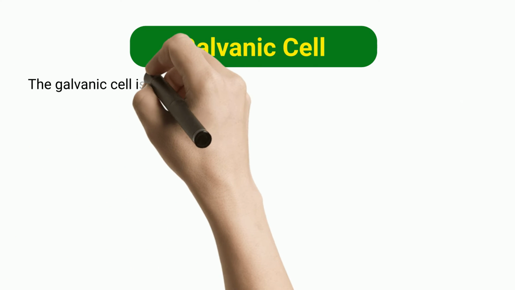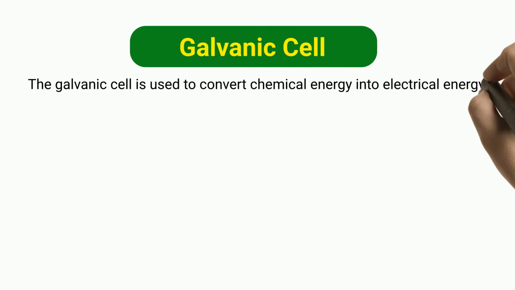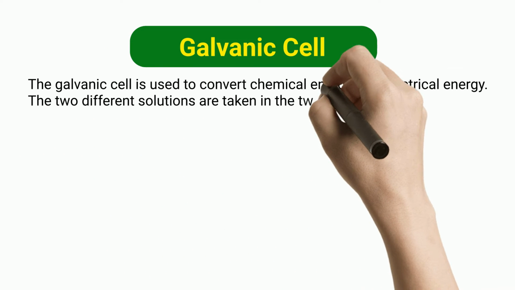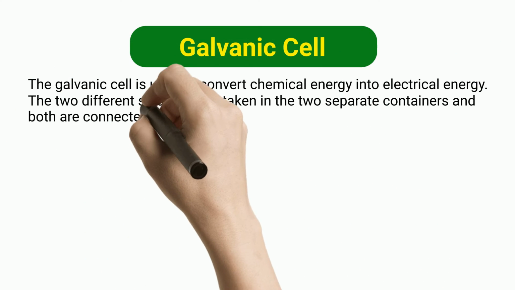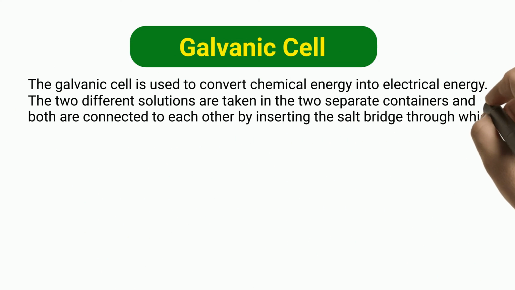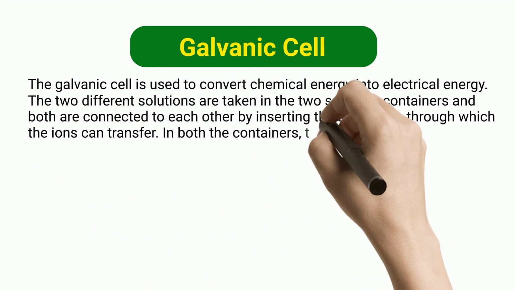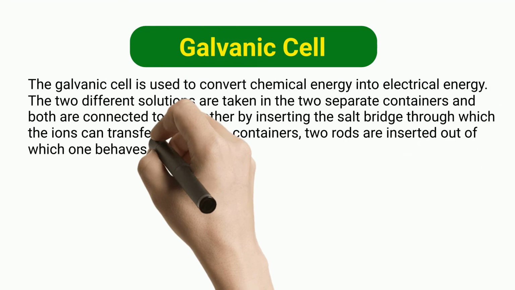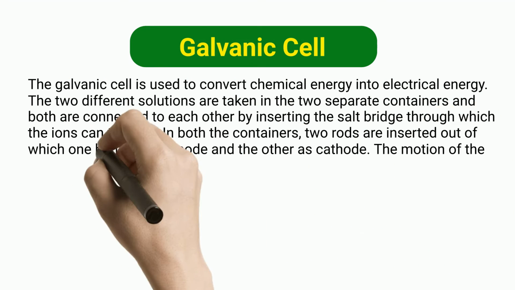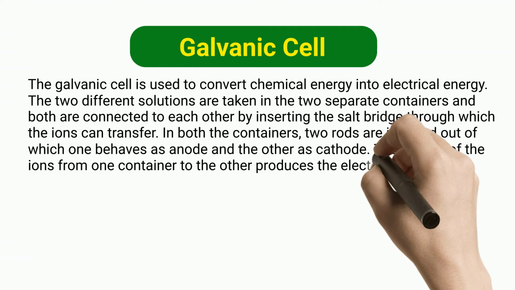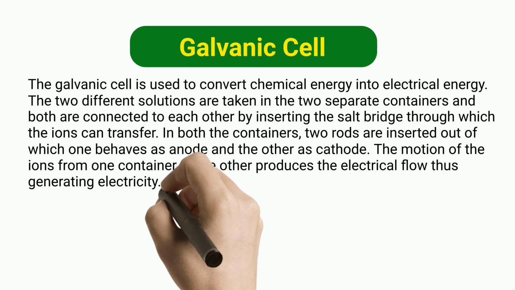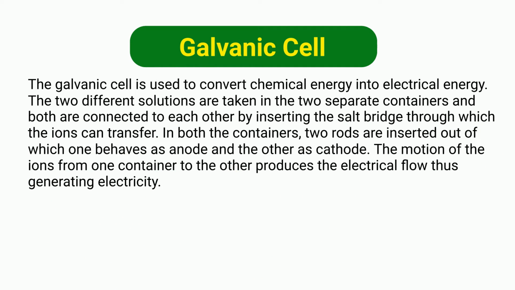Galvanic cell. The galvanic cell is used to convert chemical energy into electrical energy. The two different solutions are taken in two separate containers, and both are connected to each other by inserting the salt bridge through which the ions can transfer. In both the containers, two rods are inserted, out of which one behaves as anode and the other as cathode. The motion of the ions from one container to the other produces the electrical flow, thus generating electricity.